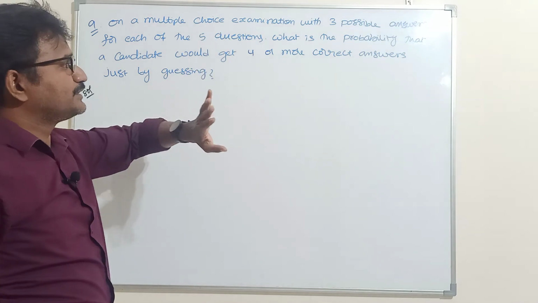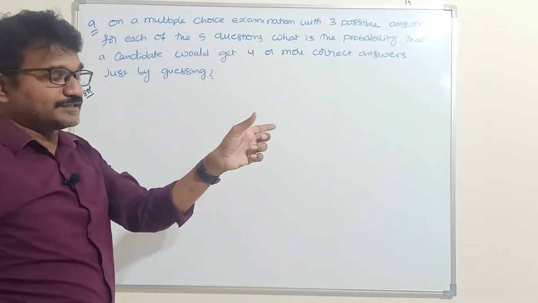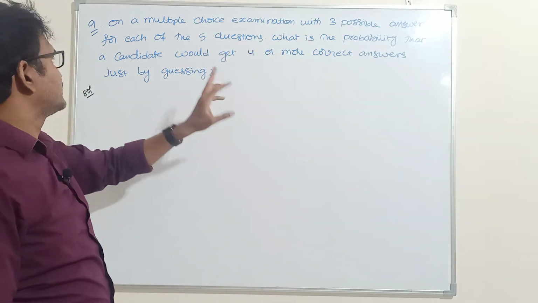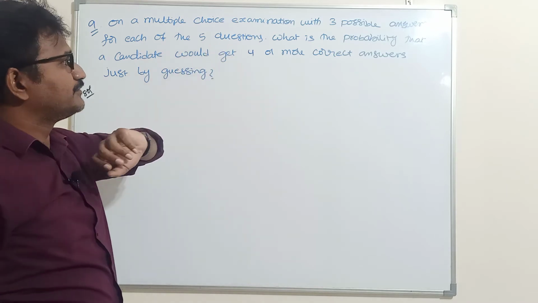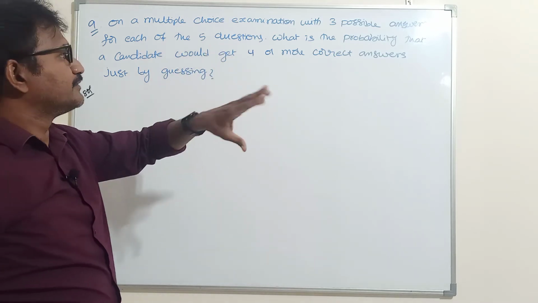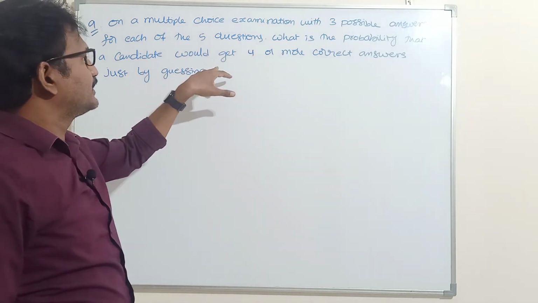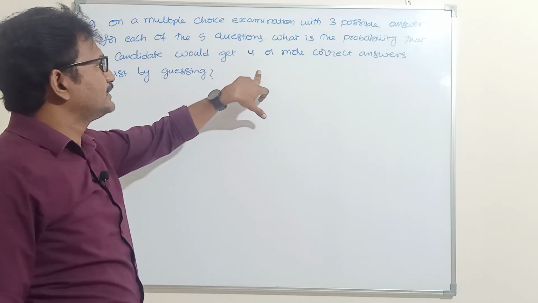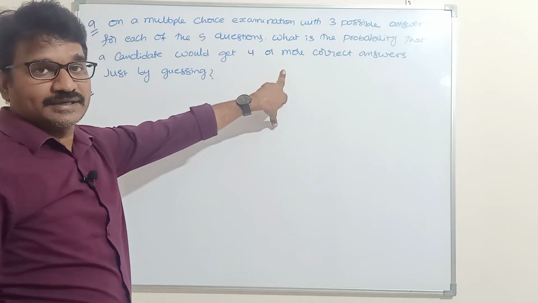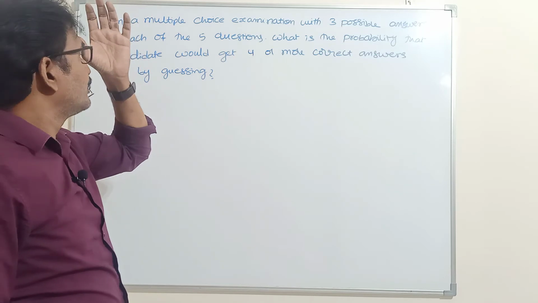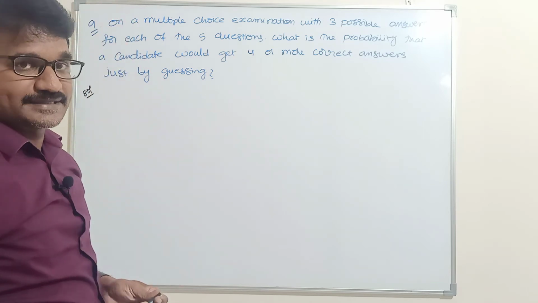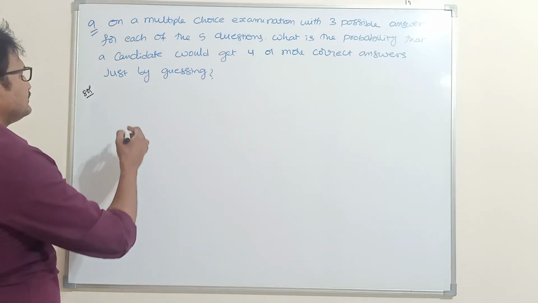A multiple choice examination has 3 possible options: option A, option B, option C. For every 5 questions, what is the probability that a candidate will get 4 or more correct answers just by guessing? This is the given problem.